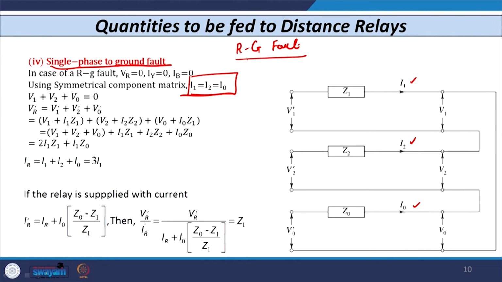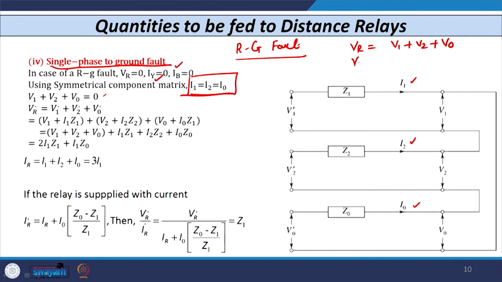Now, as the fault is an RG fault, for the other two phases, Y and B, the current is very small compared to the R phase. So, IY and IB both can be assumed to be 0, and as the fault is in the R phase, VR, that phase voltage, is also 0. As we know, V1 plus V2 plus V0 is equal to 0. So, we have obtained VR equal to V1 plus V2 plus V0.